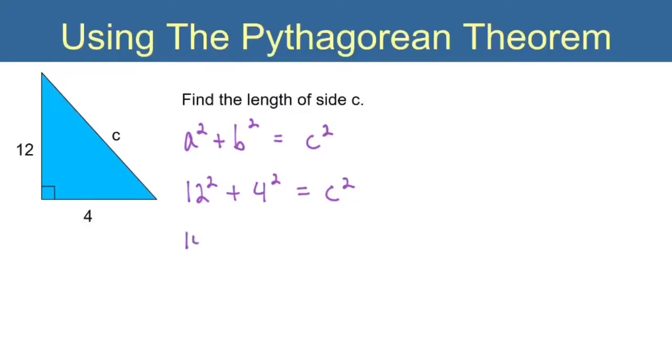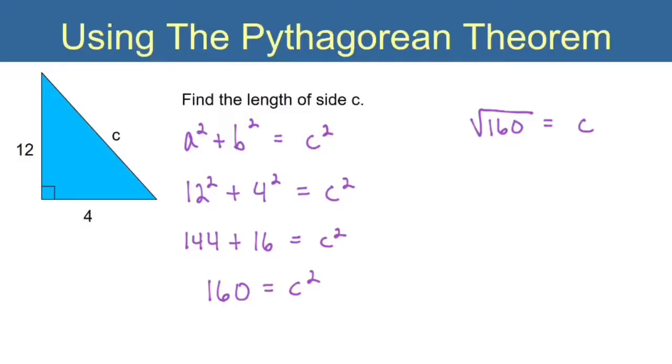Now 12 squared is 144. And 4 squared is 16. And the sum of 144 and 16 is 160. So we have 160 equals C squared. Now if we take the square root, we have the square root of 160 equals C.